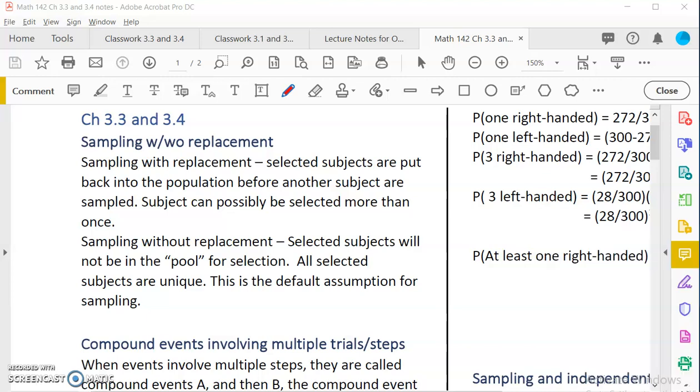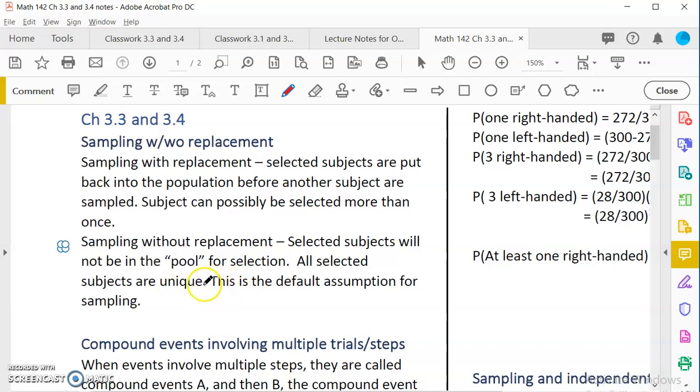There are two different types of sampling. One is sampling with replacement, and the other is sampling without replacement. And usually when we do statistics, we sample without replacement, because without replacement means you keep your sample after you pick one, and your selected one will not be in the pool for the future selection, and all your selected subjects are unique.